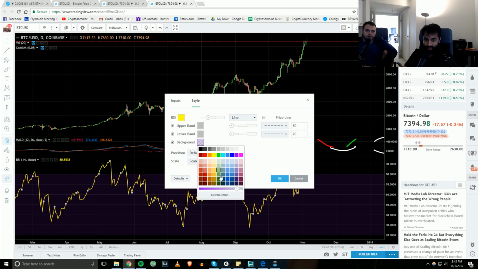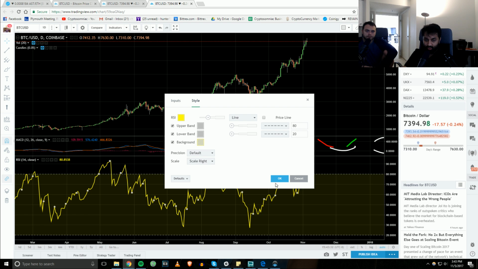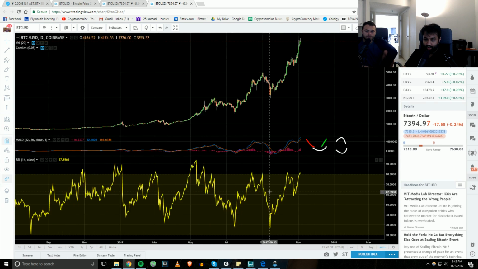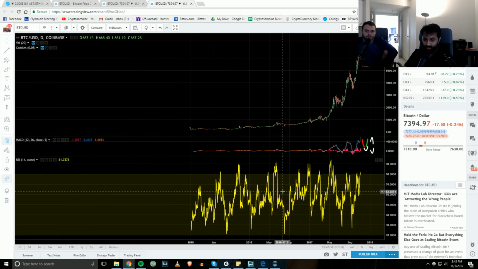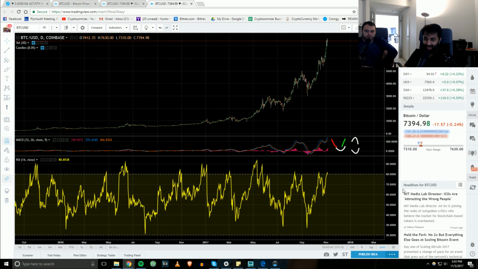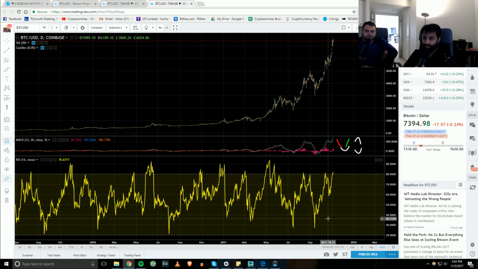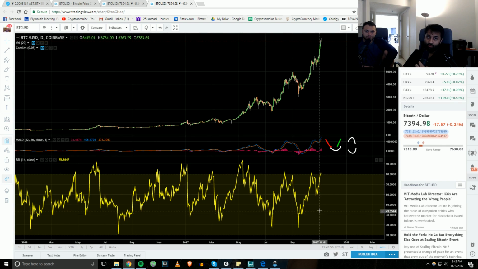And we'll make our background yellow as well. So therefore you could see the change here, the bands that we've placed here. So we'll say 80 is very high, 20 is very low. What RSI essentially shows you is how oversold or overbought something is.